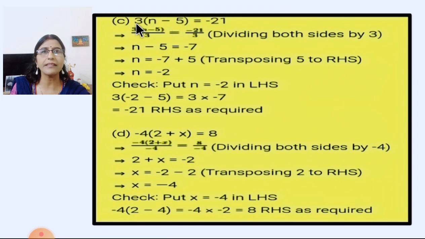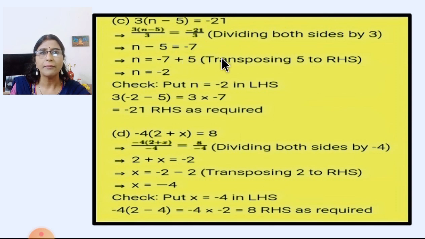So here you can see 3 is multiplied by this term, n minus 5. So to remove this number, we have to divide both the sides by 3. Now 3 will be cut, only n minus 5 is written, that is equal to, now minus 21 divided by 3 is minus 7. So we got this equation.